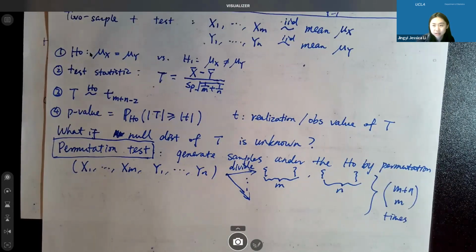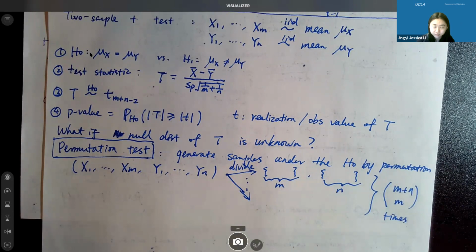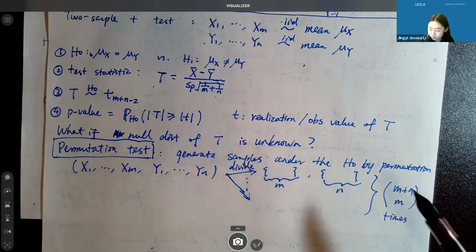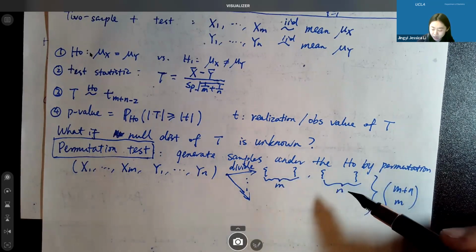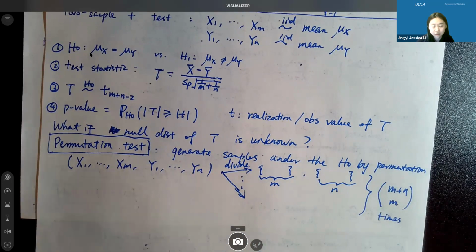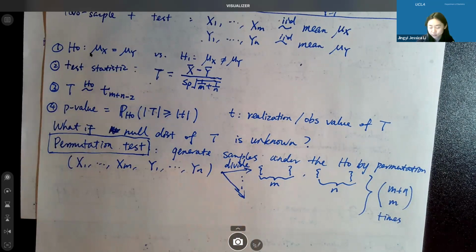And because I pool those observations into one sample and just randomly divide them into two samples, I know the resulting two samples are actually from the same distribution, the distribution specified by those m plus n numbers. And then they share the same mean. So although I pretend them to be from two conditions, because of this pooling and random division, these two samples are actually from the same condition. And that is my null hypothesis. Therefore, the whole idea of this permutation test is to generate those null samples.